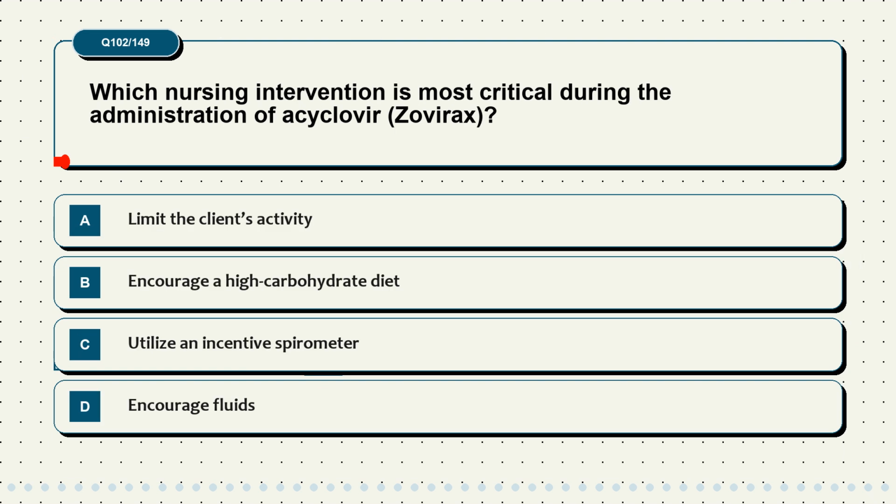Question 102. Which nursing intervention is most critical during the administration of acyclovir Zovirax? Here are the options. Option A. Limit the client's activity. Option B. Encourage a high carbohydrate diet. Option C. Utilize an incentive spirometer. Option D. Encourage fluids.